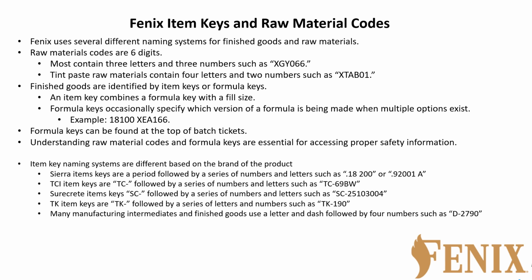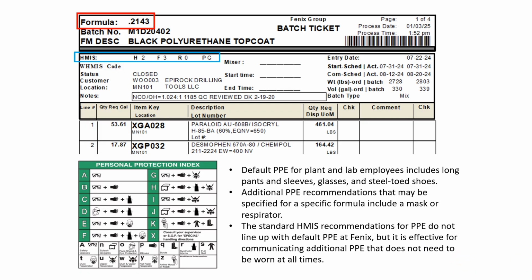Understanding raw material codes and formula keys is essential for accessing proper safety information. The item key for any given batch ticket can be found at the top left of the first page. An example is shown outlined in red.